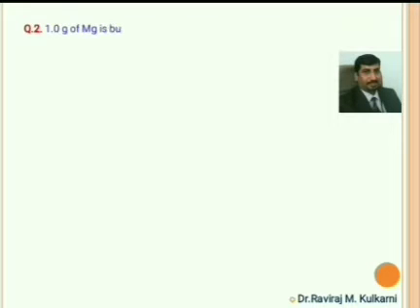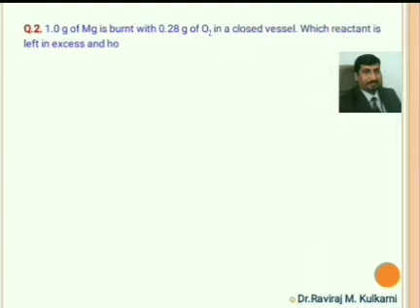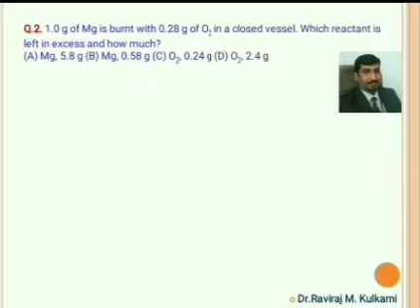Next numerical. 1 gram of magnesium is burnt with 0.28 gram of oxygen in a closed vessel. Which reactant is left in excess and how much? So option A, magnesium 5.8 gram, B, magnesium 0.58 gram, option C, oxygen 0.24 gram, option D, oxygen 2.4 gram.